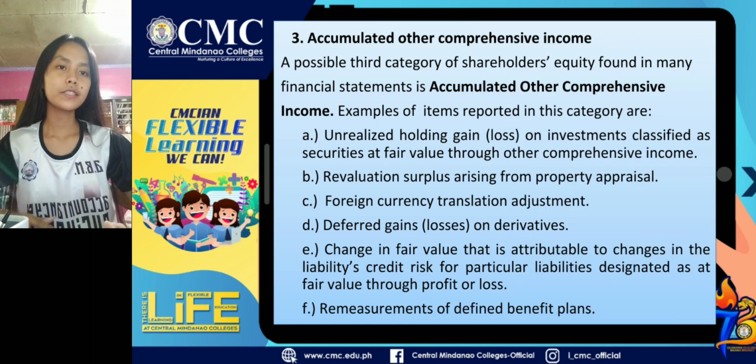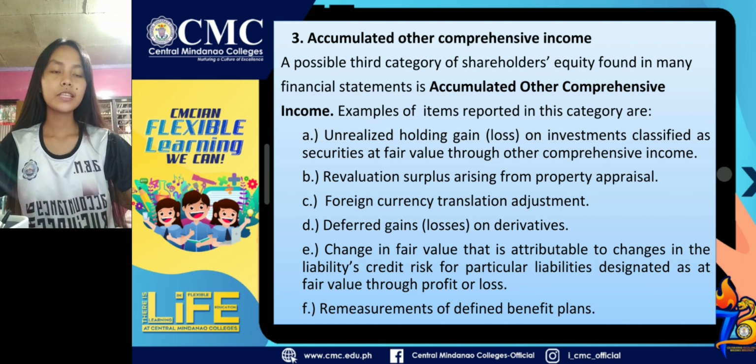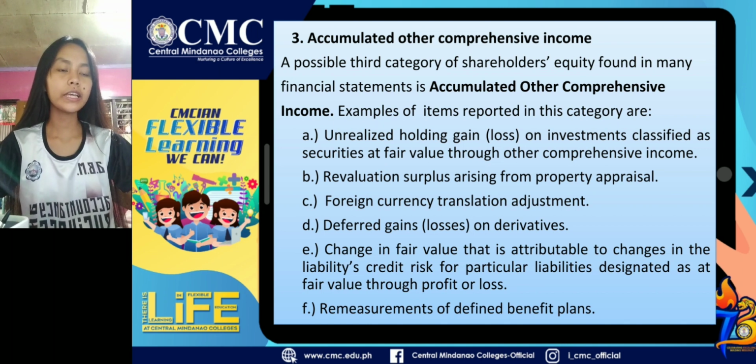And the last one is the accumulated other comprehensive income. A possible third category of shareholders' equity found in many financial statements is accumulated other comprehensive income. So, meron tayo ditong mga examples ng mga items na belong or reported sa accumulated other comprehensive income. First is the unrealized holding gain or loss on investments classified as securities at fair value through other comprehensive income.